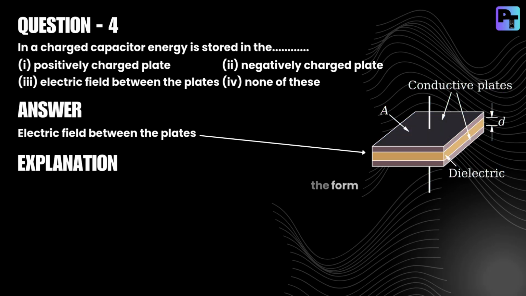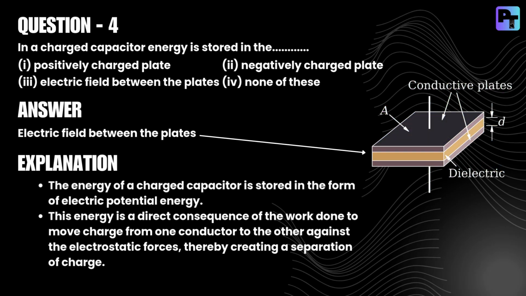Explanation. The energy of a charged capacitor is stored in the form of electric potential energy. This energy is a direct consequence of the work done to move charge from one conductor to the other against the electrostatic forces, thereby creating a separation of charge.